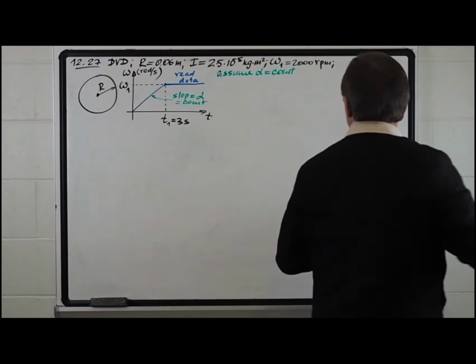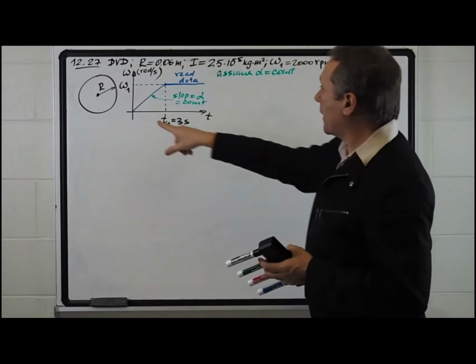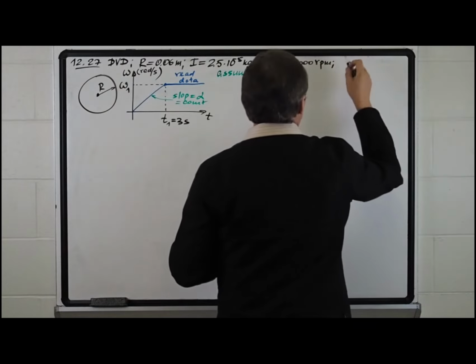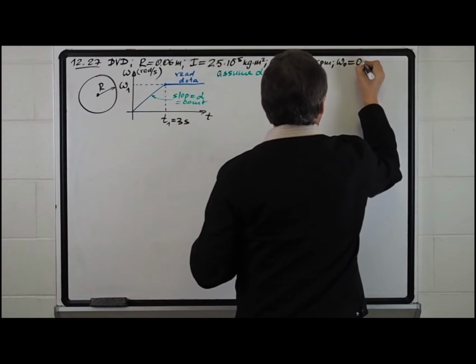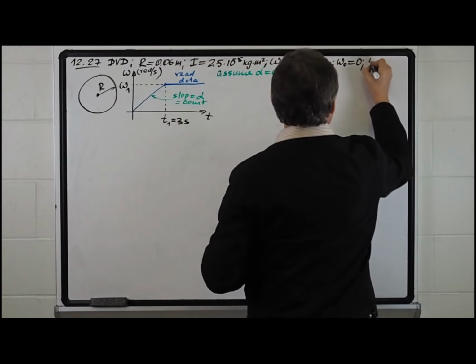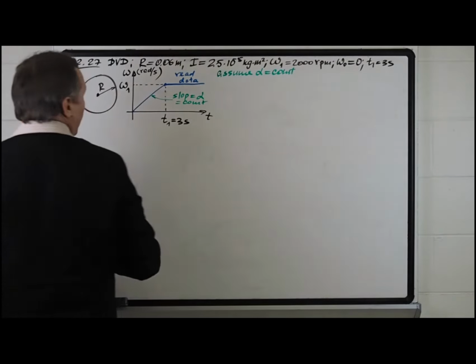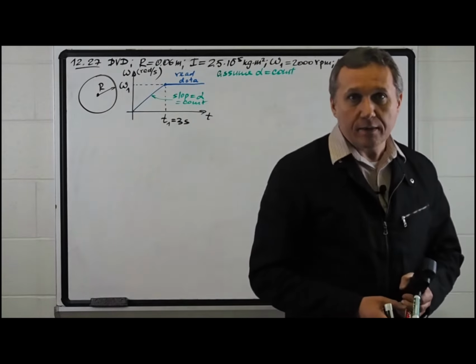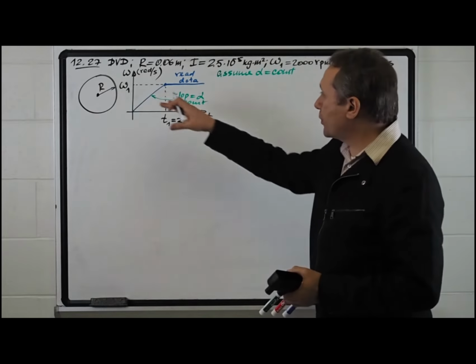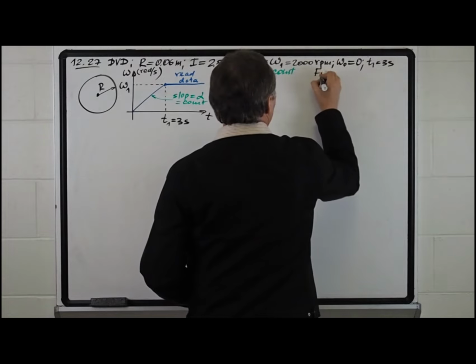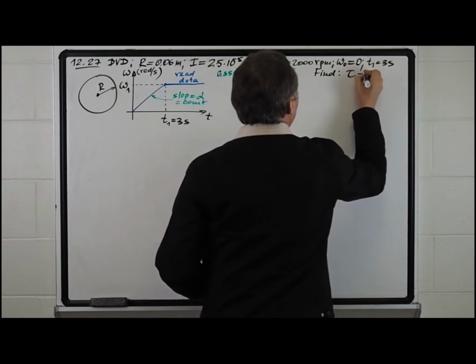Then, what else is given? The initial angular velocity is 0. So I can write that also down. Omega naught equals 0. The travel time, let me write t1 equals 3 seconds. And I think that's what is given. So now, what do we have to find? We need to find the torque that must be applied to provide this rotation and provide this angular acceleration. Let me write it here. So we need to find torque.